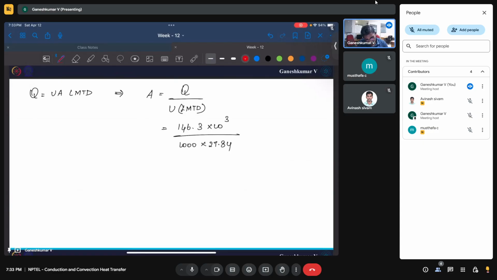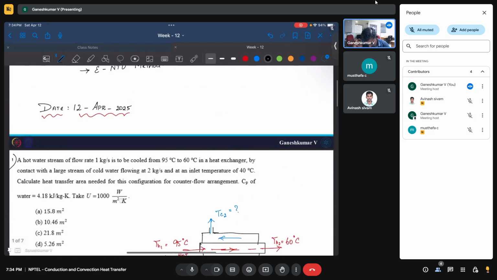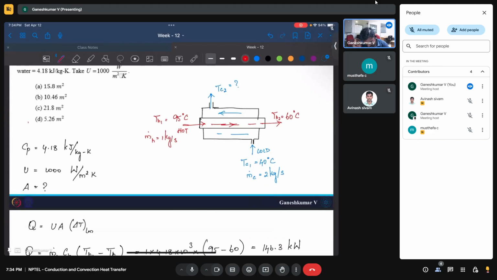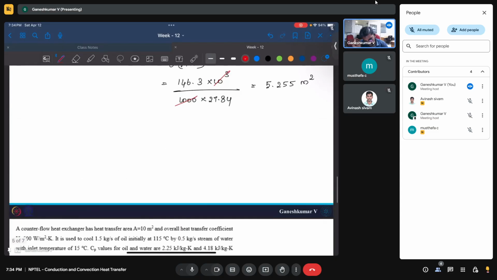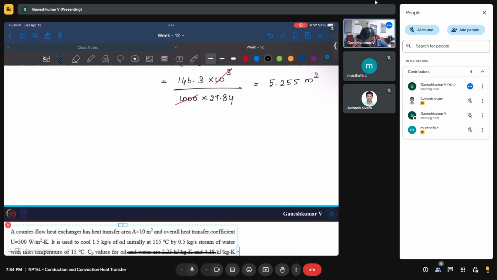So 10 power 3 and 1000 get cancelled. You can write this as something like 5 or 6 meter square, I guess. Okay, it's 5.255 meter square. This is the total heat exchanger area you require. So this is your 5.26; you can round it off to 2 decimals, 5.26 meter square.